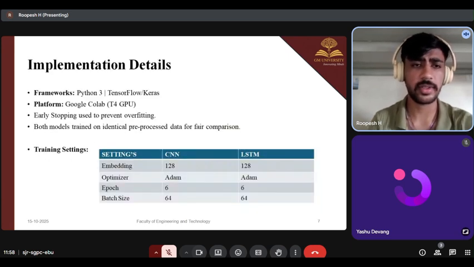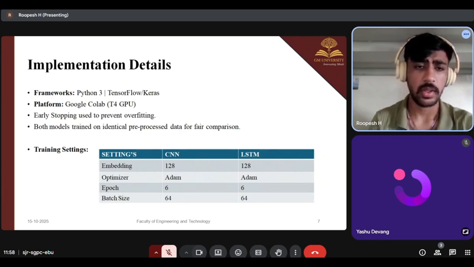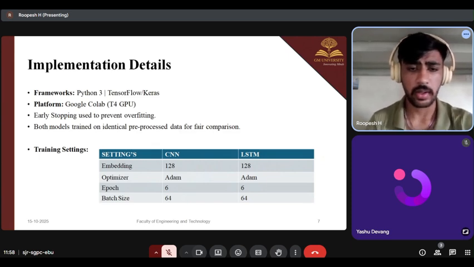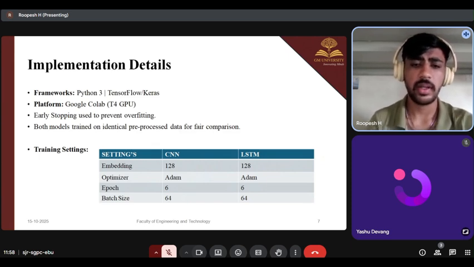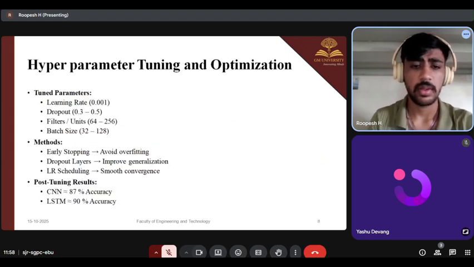These are the implementation details. I've used Python here, and for the platform I have used VS Code. The CNN and LSTM were trained on exactly the same preprocessed data so that the results could be compared accurately.